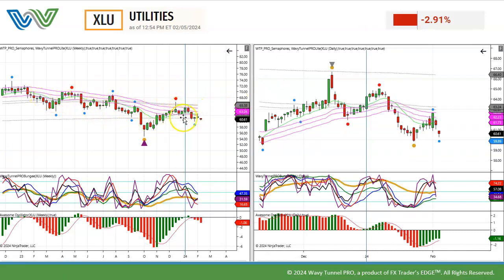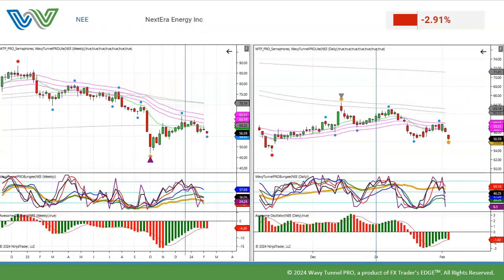On the weekly, the wave is below the tunnel or it's sideways with the tunnel, so we're in consolidation mode. On the right, the wave is also below the tunnel, so corrective mode. We need to get some juice in utilities, we need the wave to cross back above the tunnel. And looking at the biggest holding, NEE, wave is below the tunnel on both. So I'm not interested until the wave goes above the tunnel and then we see some strength in this stock.